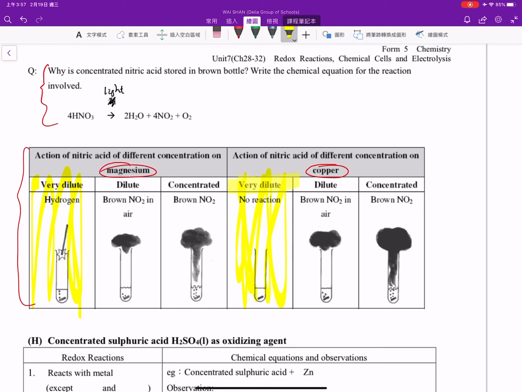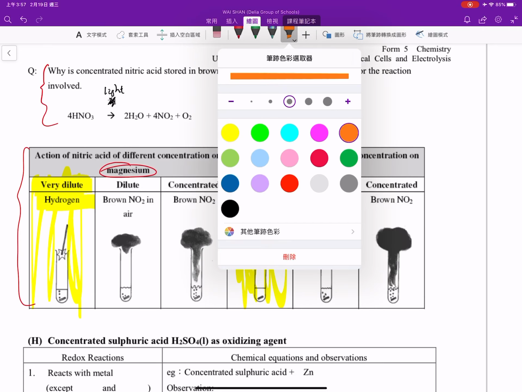Both of them, the nitric acid we are using is very dilute. For magnesium, in Form 4 we have learned that metal can react with acid to form hydrogen gas, okay? But copper is very stable and has no reaction with the dilute acid. So with very dilute nitric acid, they will have no reaction, okay?